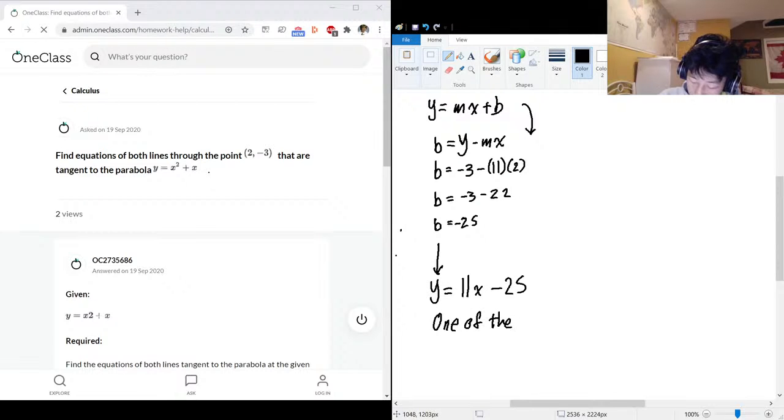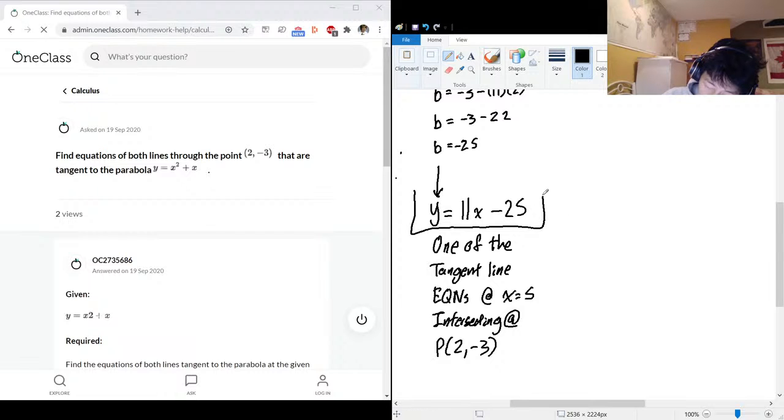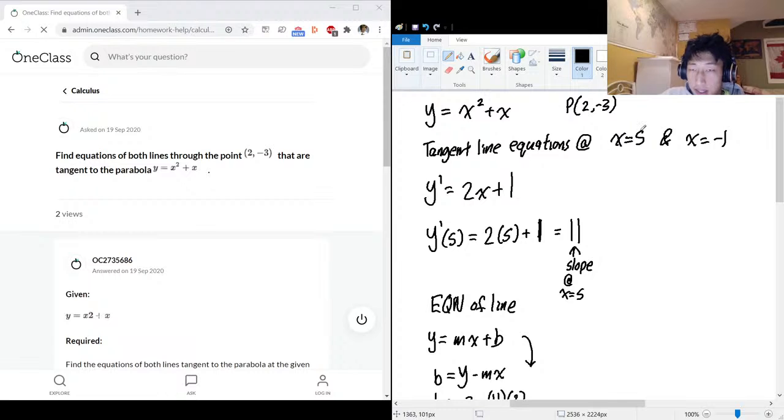One of the tangent line equations at x equals 5 is intersecting at point (2, -3). Okay, so that would be one of our final answers. So we did it for x equals 5.